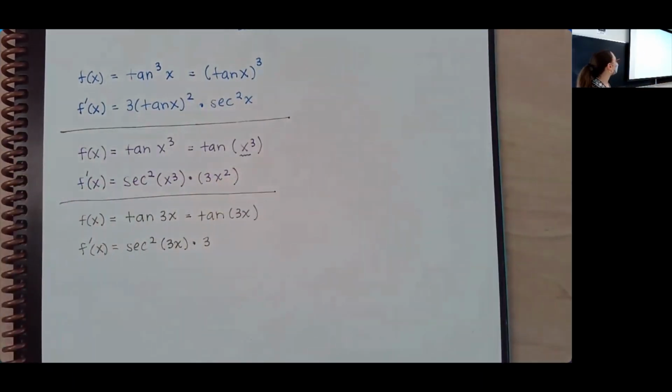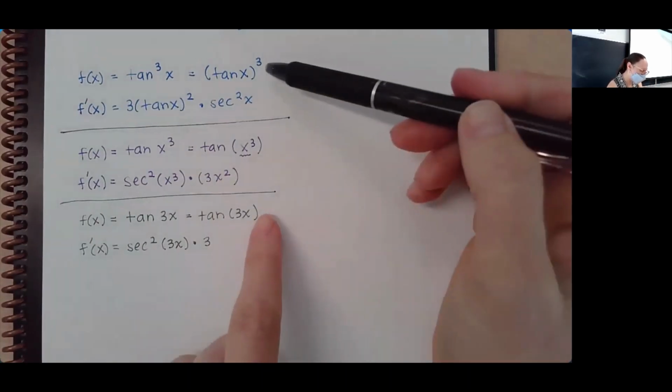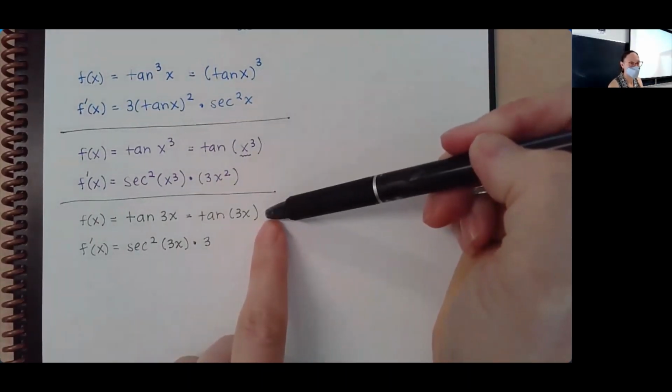So 3 functions that all started out looking pretty similar, but their derivatives are really different because those 3 functions, although visually they were similar, they were very different functions.